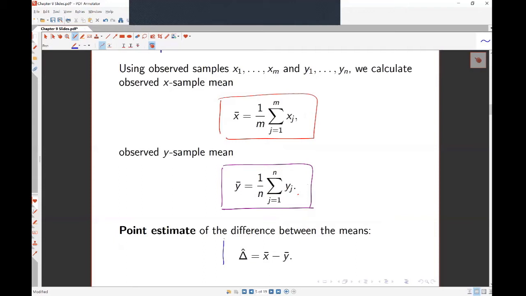So delta hat is equal to the mean of the X sample minus the mean of the Y sample, that is our best estimate or our best informed guess based on the evidence that we have collected as to how far the two population means are from one another. So if you were only going to calculate a single number to assess whether the two population means are close or not, you would calculate delta hat.